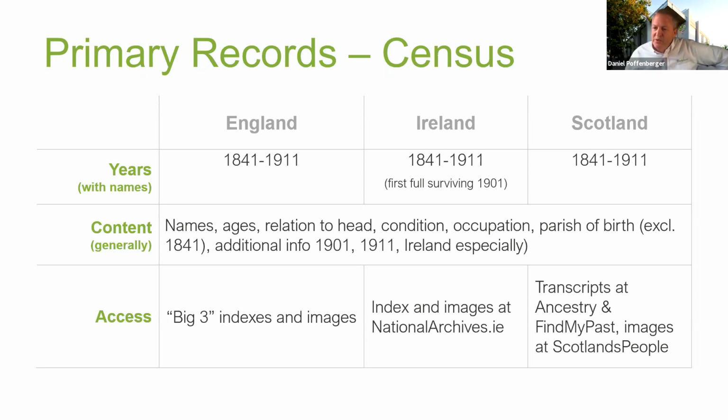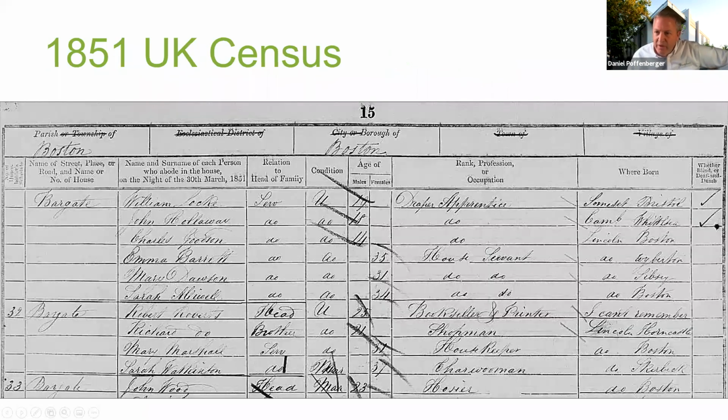But those are where you can go to access them, just to give you an idea of the kind of information that's contained. This is an 1851 census example from Boston in Lincolnshire. And the person who I found interesting here is Robert Roberts. And they're all living at Bargate. That's the residence. He's the head of the house. His condition is unmarried. He's 25 years old. His occupation is bookseller and printer. And his birthplace is, I can't remember.